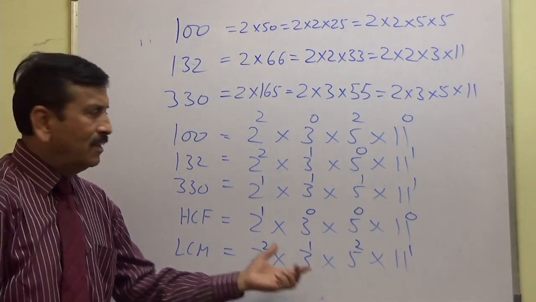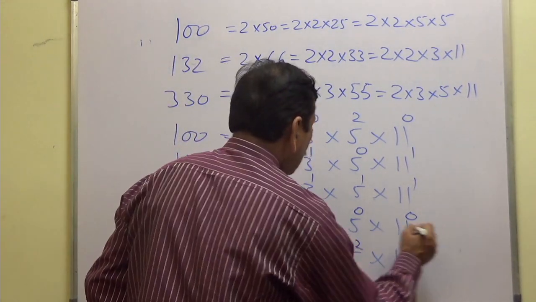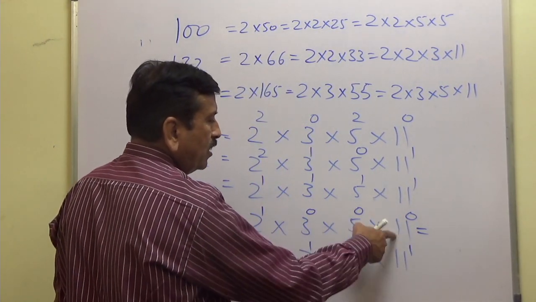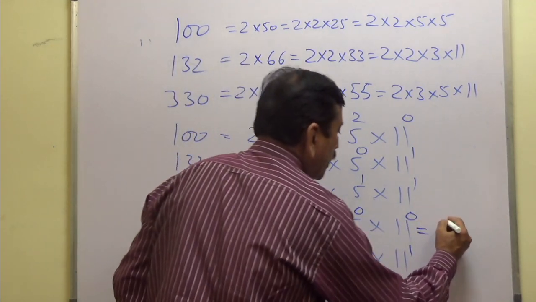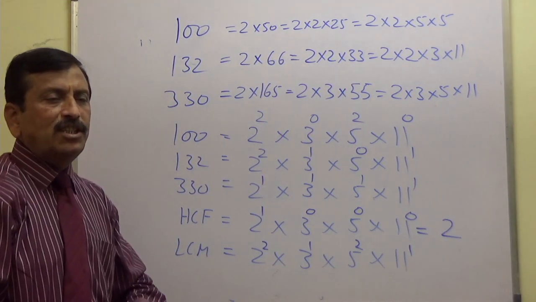Can you understand this? Now we express it in terms of numbers. 3 to the power 0 is 1, this is 1, this is 1, and 2 to the power 1 is 2. So the HCF of these will be 2.